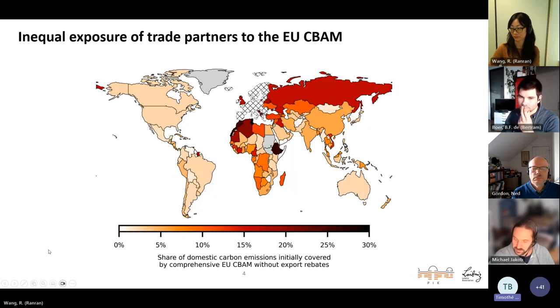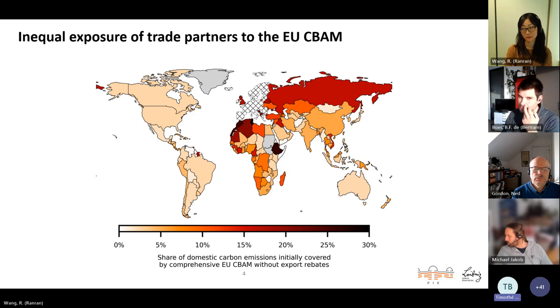So that's what I just said. So this upstream pressure. Here is the map we obtain when we try to look at the relative intensity of this upstream pressure. Here we are looking at a scenario which is, by the way, quite a bit more ambitious than the current EU CBAM. That would be a CBAM that would cover all the supply chains and all the sectors.